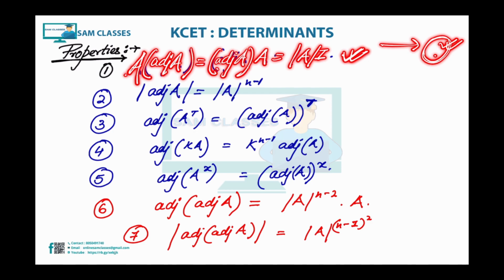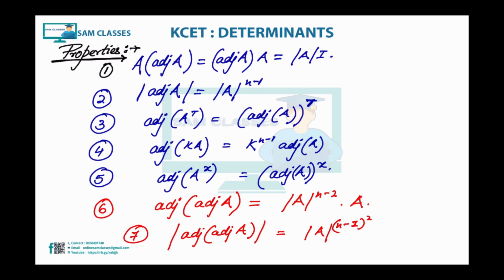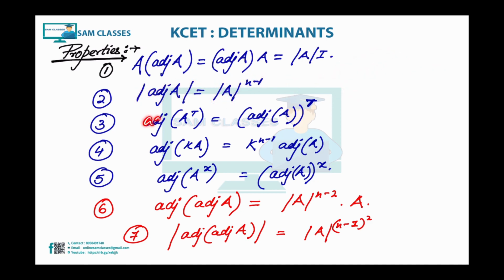So A into adjoint of A, or adjoint of A into A, is basically det A into I. Means it is a matrix. Det A means whatever value we got, into the unit matrix. So if it is third order, 1 0 0, 0 1 0, 0 0 1, like that. Now the determinant of adjoint of A, student, is nothing but determinant of A power n minus 1, where n is the order. Third order, second order, depending on whatever the order of the determinant is.